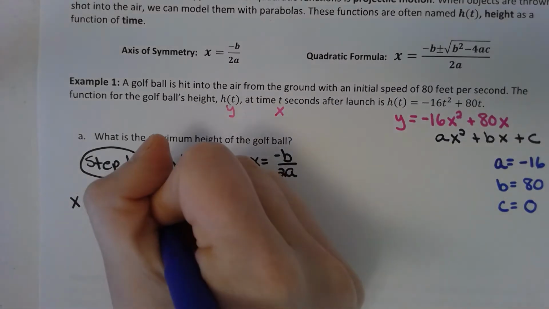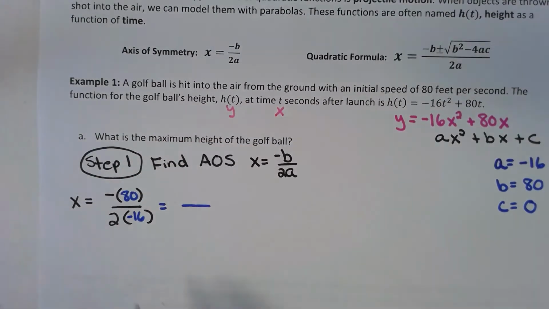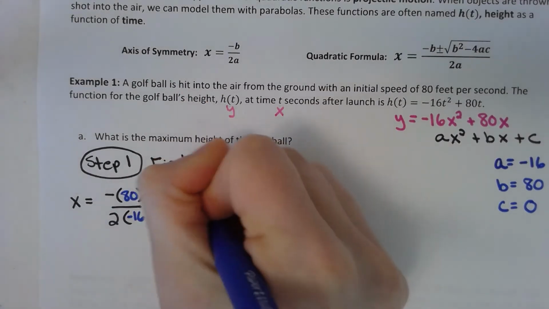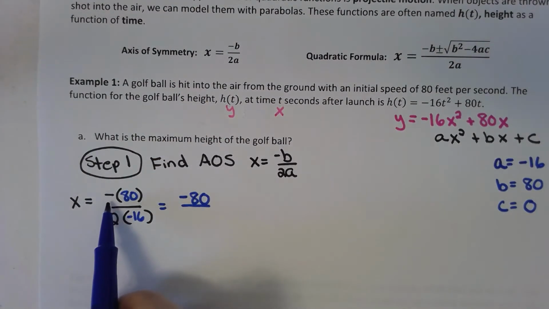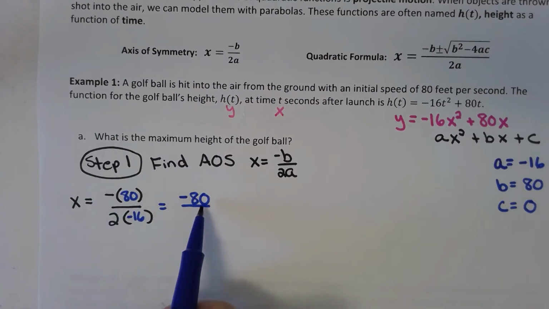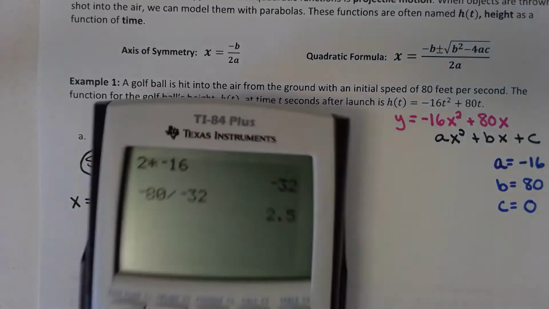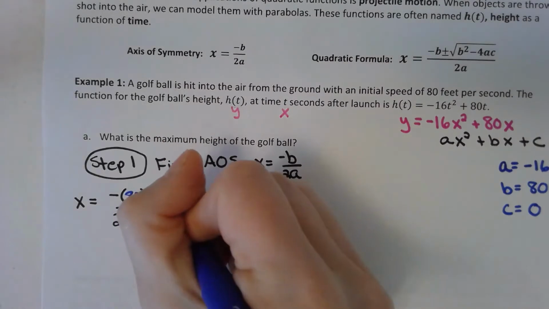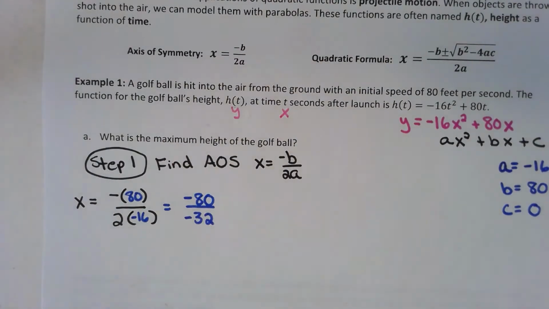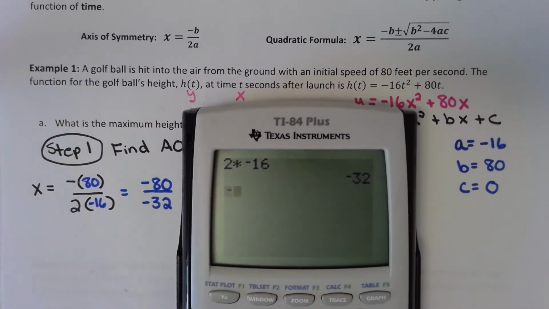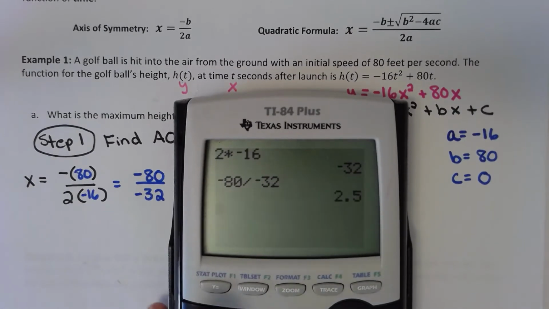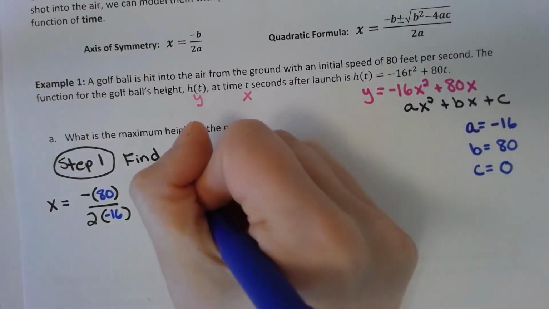Okay. So on the top, when you have -80 like that, it only has one negative sign, which means that it is going to stay negative. Now you can also think about this as being -1 on the outside. -1 times 80 is still -80. And on the bottom, if I multiply 2 times -16, I get -32. Now from here, we need to divide. I've got a negative divided by a negative. Double negatives are going to make this positive, and my answer is 2.5.